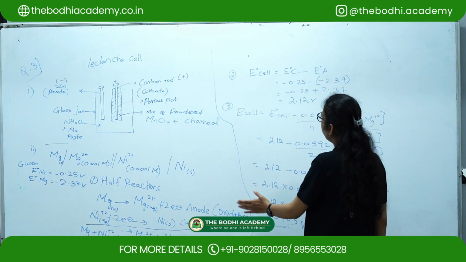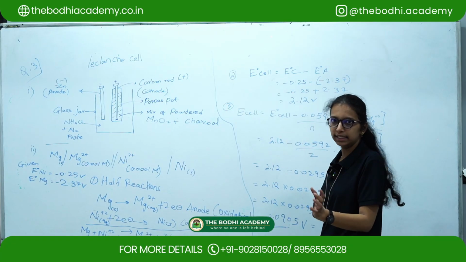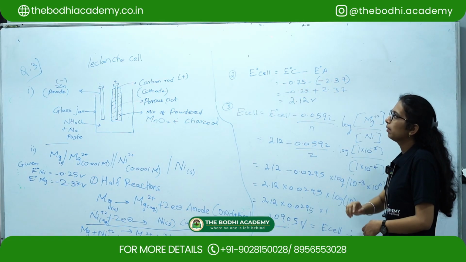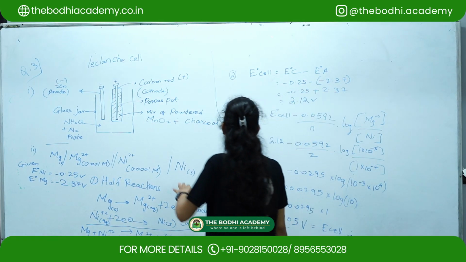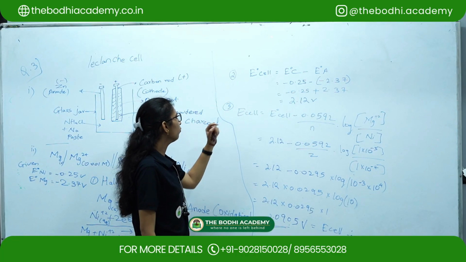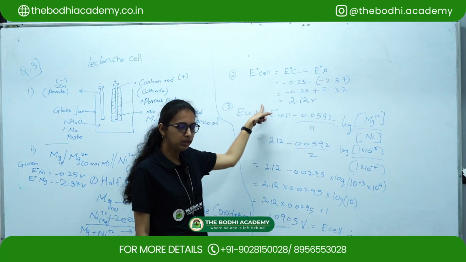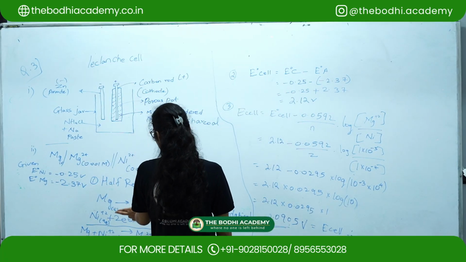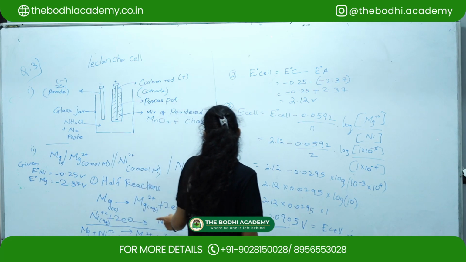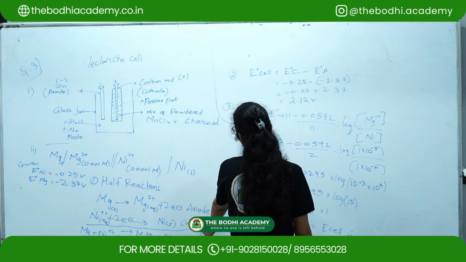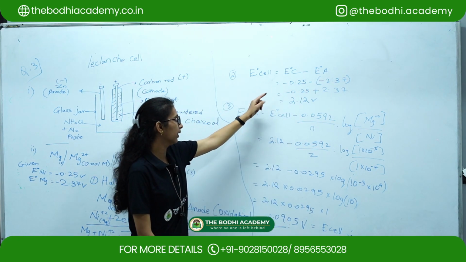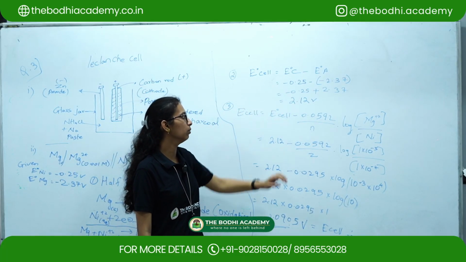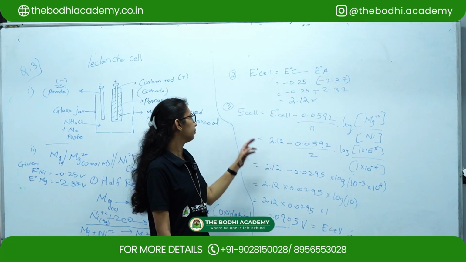Now, to calculate the EMF of the cell, E naught cell is required. E naught cell equals E naught of cathode minus E naught of anode. E naught of cathode is minus 0.25 volt, as given here. Magnesium is your anode and nickel is your cathode. So E naught of cathode is minus 0.25 volt minus of minus 2.37. When you calculate, you will get 2.12 volt.